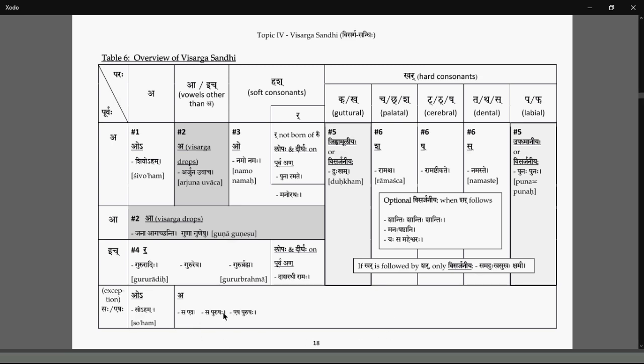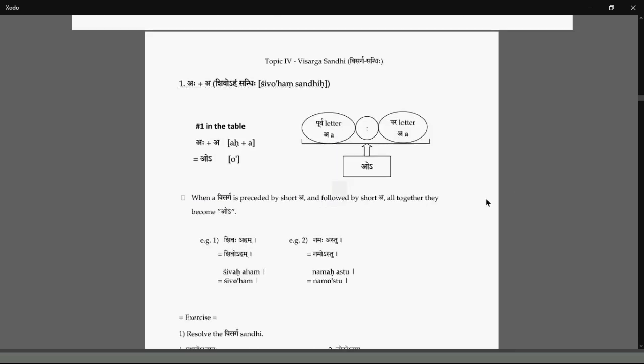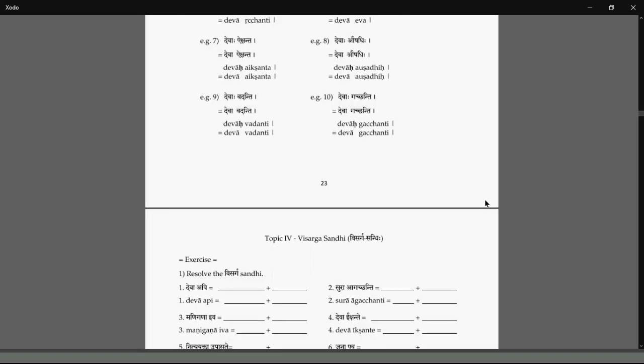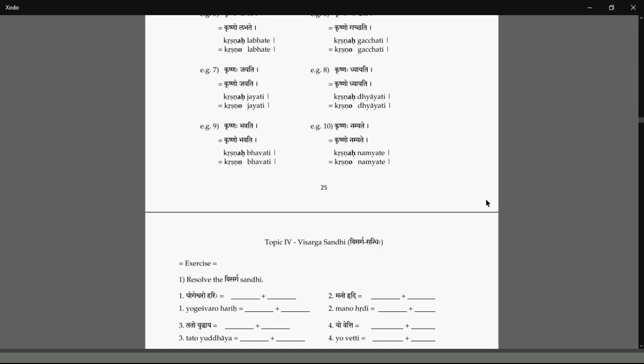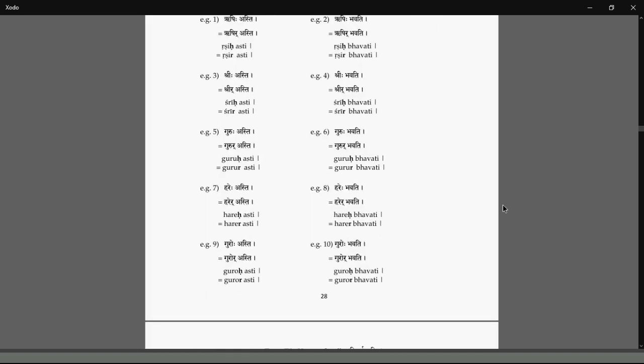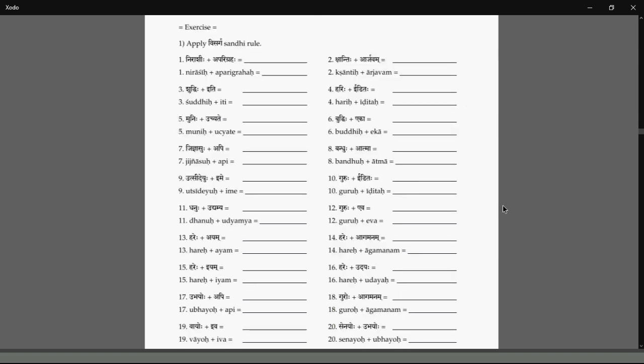This is not such an important rule, but you'll see a lot of cases. You'll see it's not a typo. The visarga lopa has happened due to sandhi. Anyway, I'll skip through the examples. Go through the examples if interested and if time permits. Otherwise, we'll see the sandhi as and when we go through Tattva Bodha.